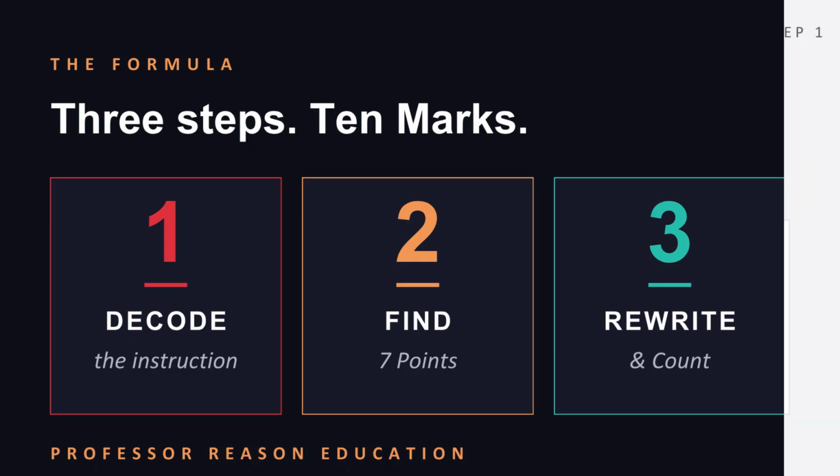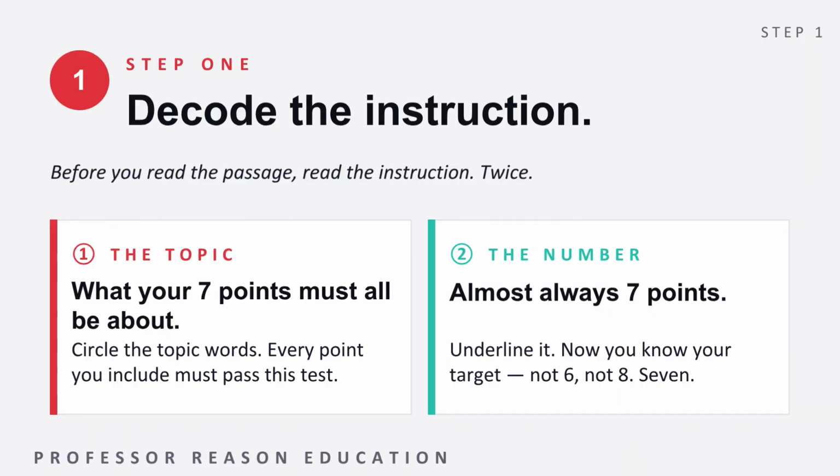Step number 1, decode the instructions. Before you read the passage, read the instructions. Then read it again. Most learners lose marks in the first 30 seconds because they don't actually know what they are looking for. The instructions will always tell you 2 things. 1, the topic, what your 7 points must all be about. Number 2, the number of points, almost always 7. Circle the topic words. Underline 7 points. Now you know your target.